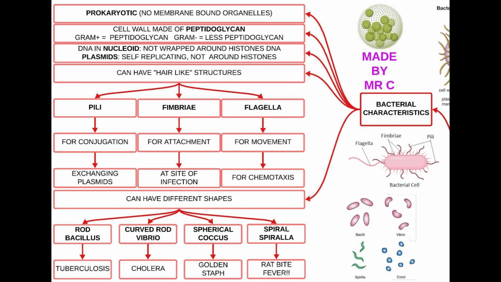Pili are used for conjugation, which is the exchanging of plasmids. Fimbriae are for attachment at the site of infection, and flagella are used for movement in a process called chemotaxis. They can have different shapes. They can be rod-shaped, called bacillus, curved rod, vibrio, spherical, coccus, and spiral, spirilla.